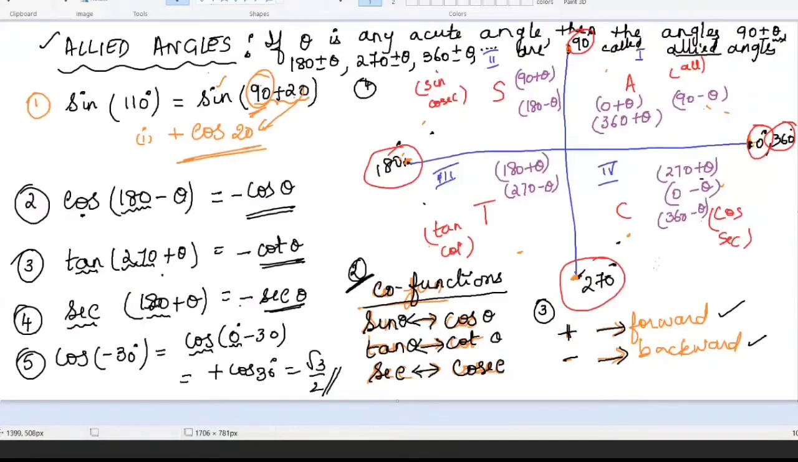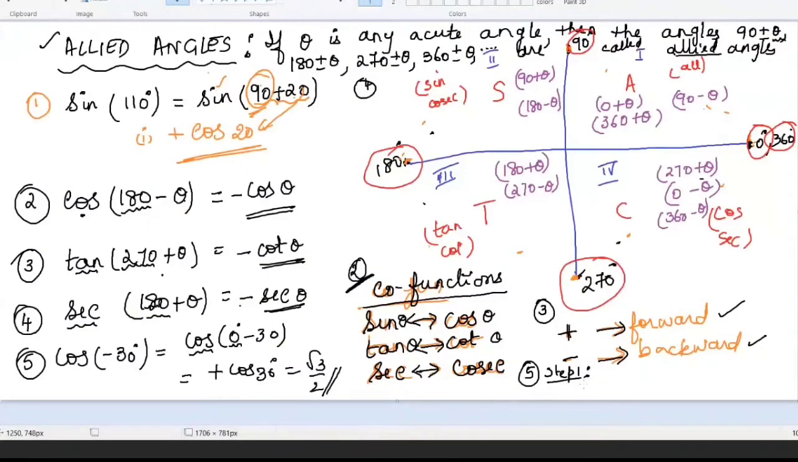Hope this much is clear. Now write the next, fifth step. I'm giving you steps on how to identify, and then we will take the examples.